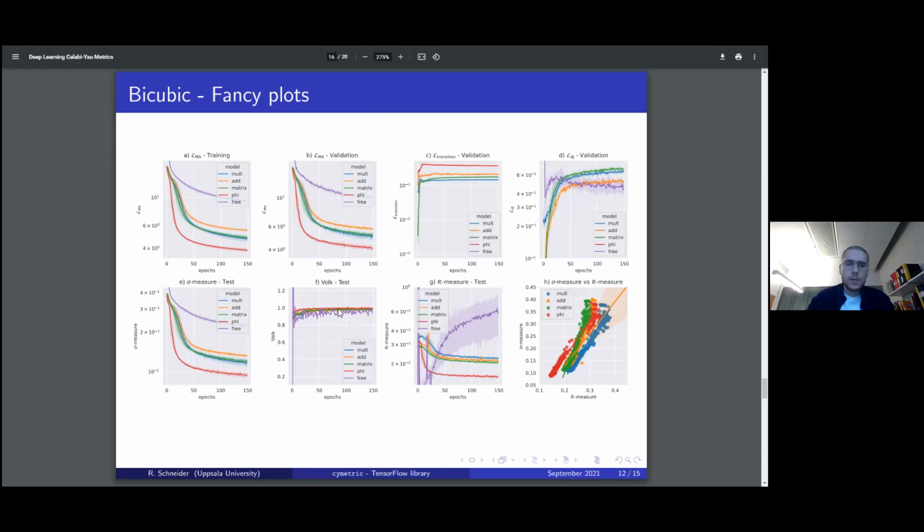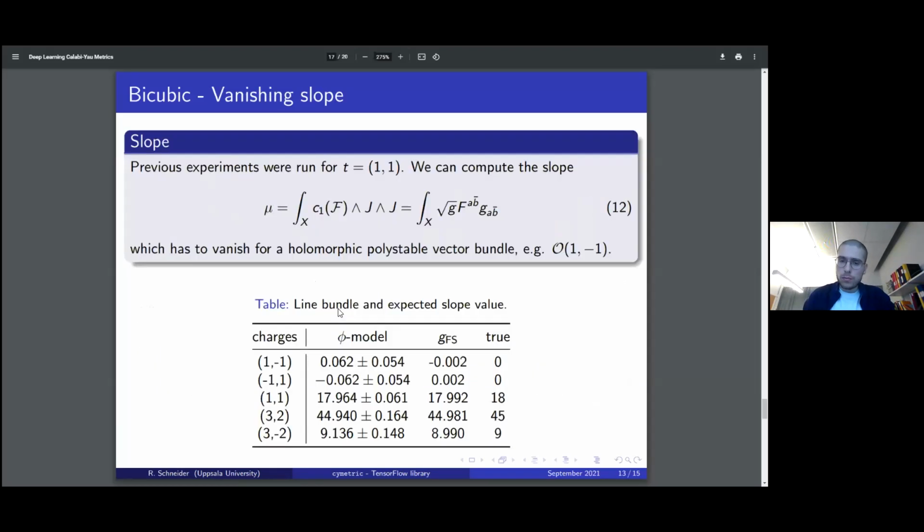However, we can check that this is actually the case by computing a quantity, which is the slope of some vector bundle. And this quantity is a topological quantity, which I think we have also encountered in this lecture series by Sebastian 2 weeks ago. And we can either compute it by integrating the first Chern class, or we can compute it numerically via some Monte Carlo integral again.